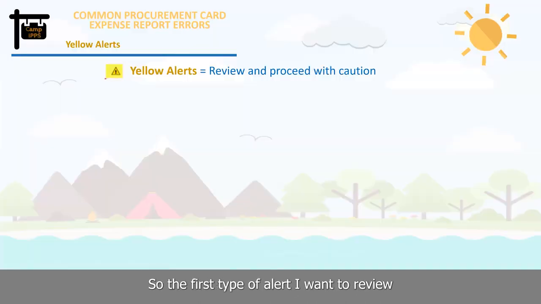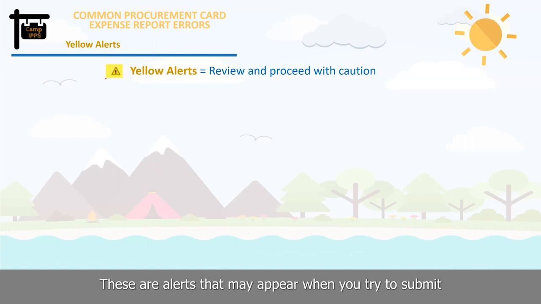So the first type of alert I want to review today is the difference between yellow alerts and red alerts within an expense report. These are alerts that may appear when you try to submit an expense report. Depending on the color of the alert and what the alert says will determine how you will proceed. A yellow alert means for you to slow down and proceed with caution.